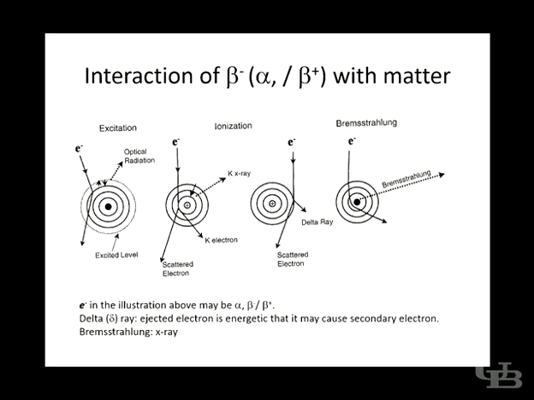And in this case, you have basically an electric wave produced, which will generate an emission of energy. And this emission of energy is called Bremsstrahlung, or X-ray.